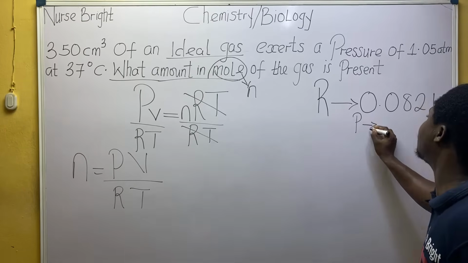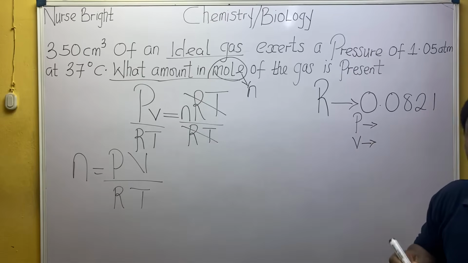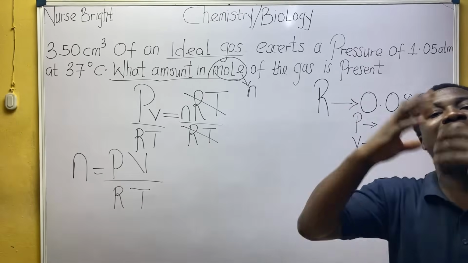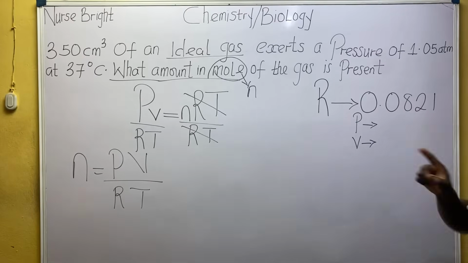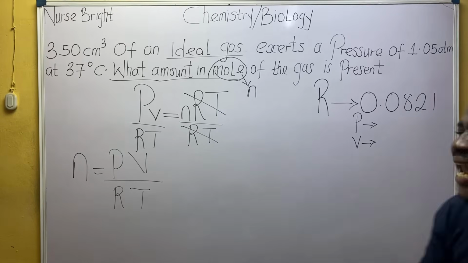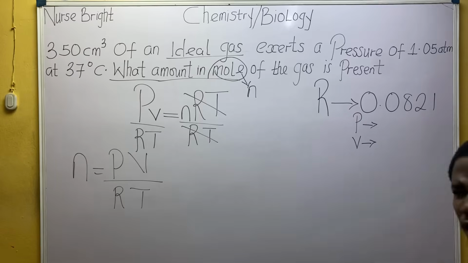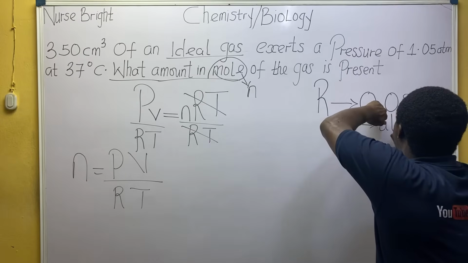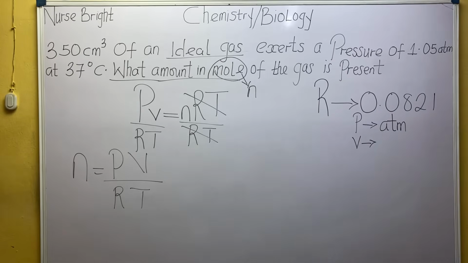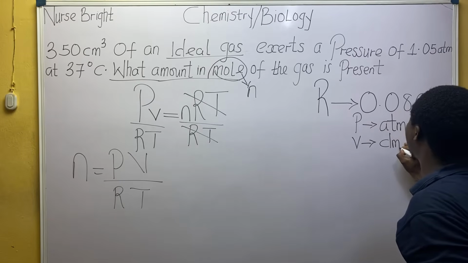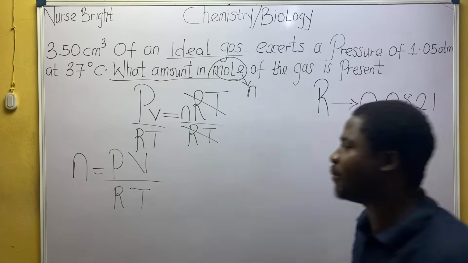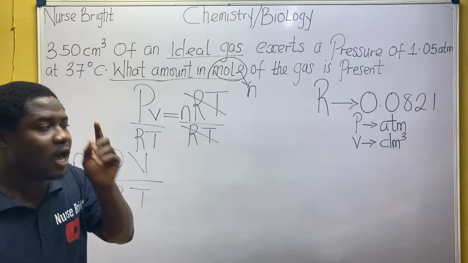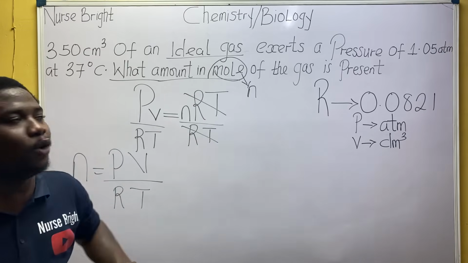There are units in which your pressure and volume must be, because pressure and volume are in the formula. To use this R, which is 0.0821, your pressure should be in ATM, and your volume should be in dm cube. These are likely questions. They usually come out in the JAM exam. So please note all these things.